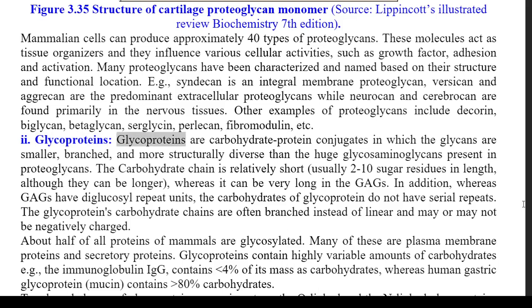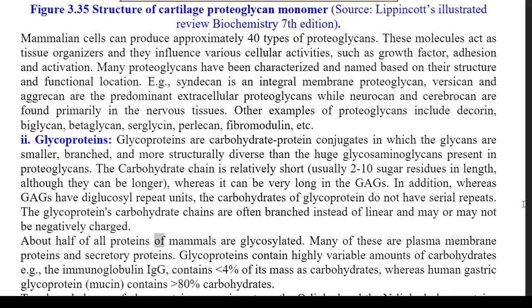2. Glycoproteins. Glycoproteins are carbohydrate-protein conjugates in which the glycans are smaller, branched, and more structurally diverse than the huge glycosaminoglycans present in proteoglycans. The carbohydrate chain is relatively short, usually 2 to 10 sugar residues in length, although they can be longer, whereas it can be very long in the GAGs. In addition, whereas GAGs have disaccharide repeat units, the carbohydrates of glycoproteins do not have serial repeats. The glycoprotein's carbohydrate chains are often branched instead of linear and may or may not be negatively charged.